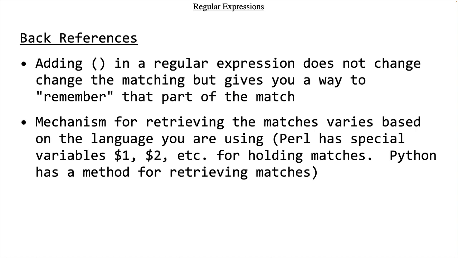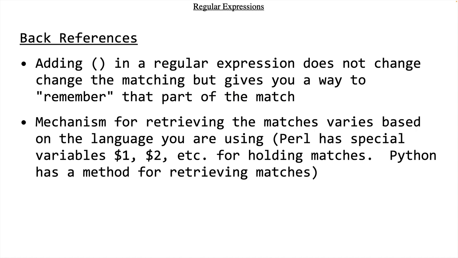For years I used and taught Perl, and Perl has special variables. The first set of parentheses would be in a special variable $1. Whatever was in the second set of parentheses would be in $2, etc. Now, in the case of Python, you're going to have a match object, and you're going to call a method on that match object to retrieve the matches. They'll be referred to as 1, 2, 3, etc. as well, but it doesn't automatically put them in individual variables like Perl does.